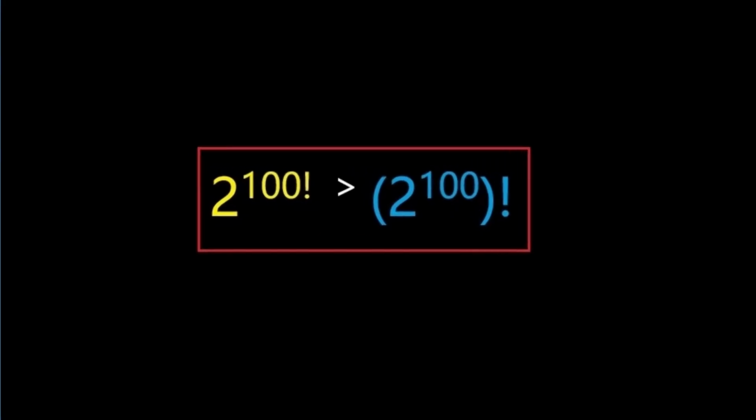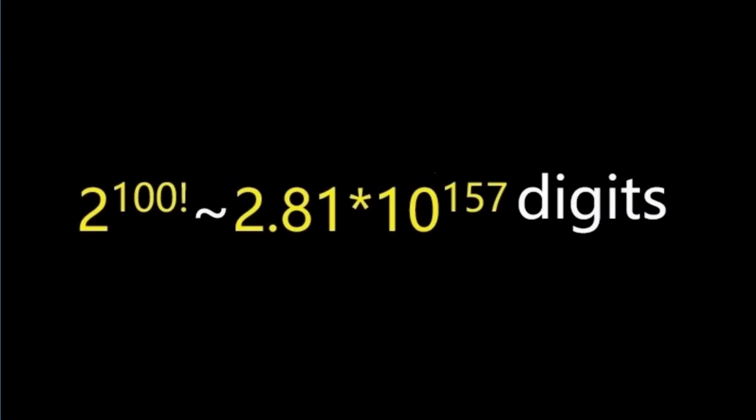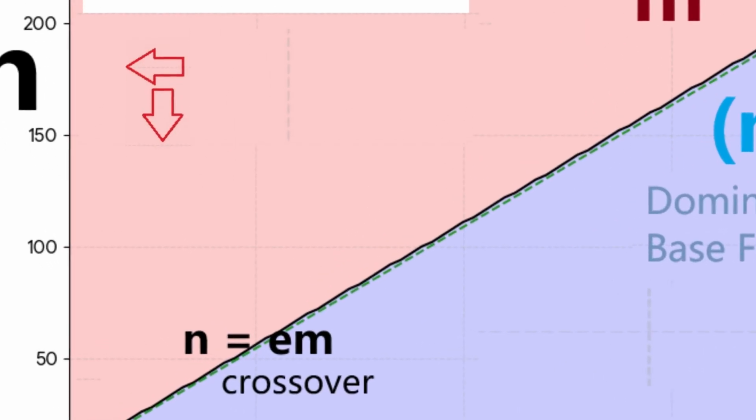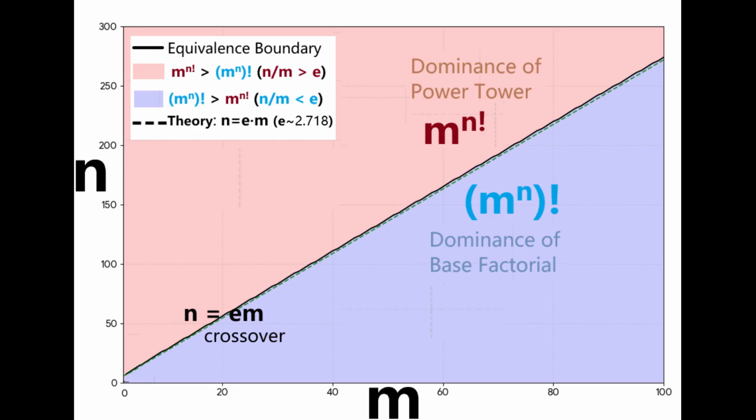But what about 2 to the power of 100 factorial? Here, the exponent itself is factorial, which is a mind-boggling 9.33 times 10 to the power of 157. So we're talking about 2 raised to that unimaginable power. The winner? 2 to the power of factorial 100 by an absolute landslide. It has approximately 2.81 times 10 to the power of 157 digits. This is so much larger, it's not even comparable. And if we look at our phase diagram, with m equals 2 and n equals 100, we're deep in the red zone.